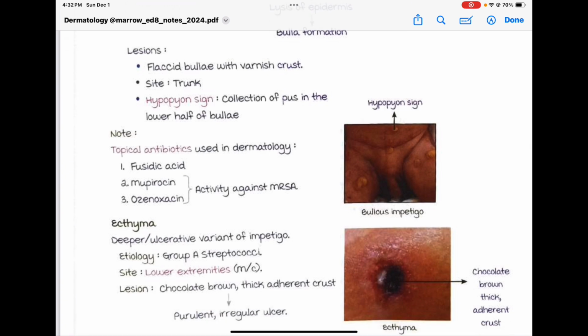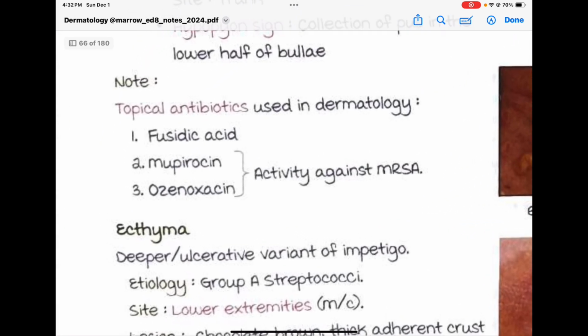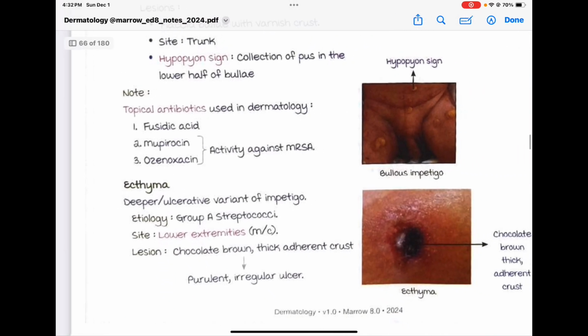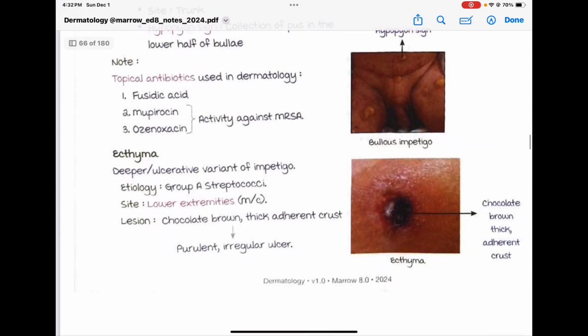Note: topical antibiotics used in dermatology: fusidic acid, like we gave to that patient, mupirocin, and ozenoxacin, which has activity against MRSA.